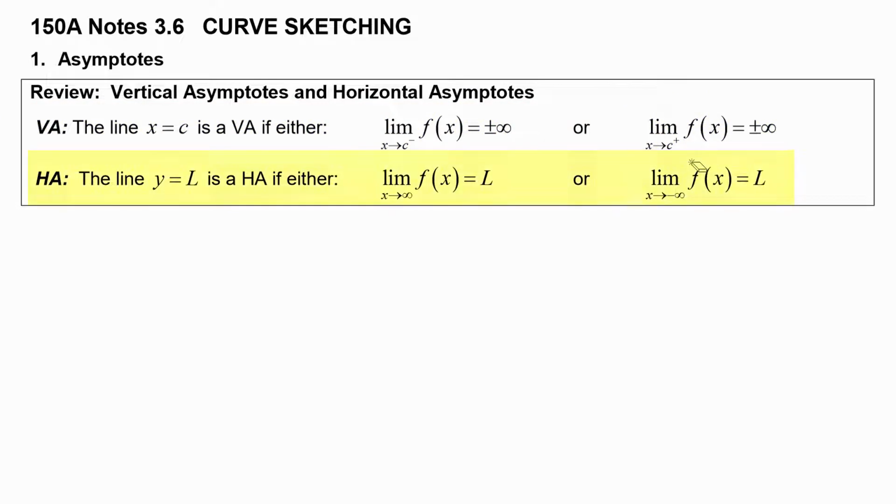For horizontal asymptotes, the line y equals L is a horizontal asymptote if either the limit as x approaches positive infinity equals L, which is some real number, or the limit as x approaches negative infinity of f of x is equal to L.